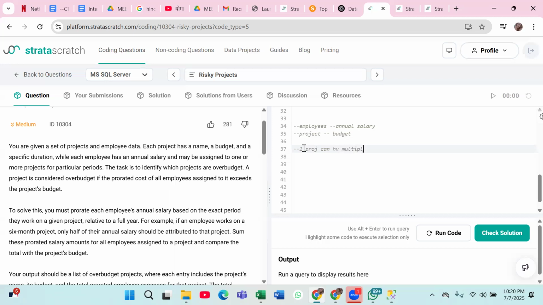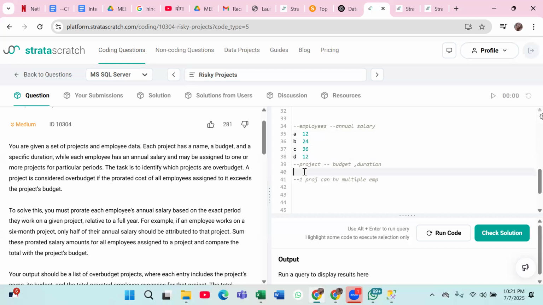Clear with you? One project can have multiple employees. And project duration is also there, like how much duration that project has run for. So let's say we have some employees A, B, C, and D, and their annual salaries are something divisible by 12. So I'll have 12, 24, 36, and 12 again. These are some of the employees.